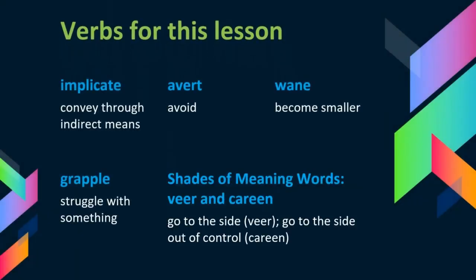As always, welcome back for Lesson 15 of Advanced TOEFL Verbs. Let's get started. The verbs for this lesson are implicate, avert, wane, grapple, and our shades of meaning words, veer and careen.